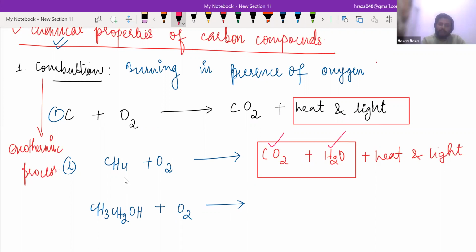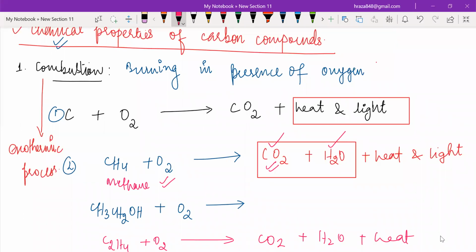This is your methane, and when you react it with O2, you will get carbon dioxide. If you have ethane or ethene and you do combustion, reacting with O2, you will again get CO2 plus H2O along with heat and light. Are you getting my point?